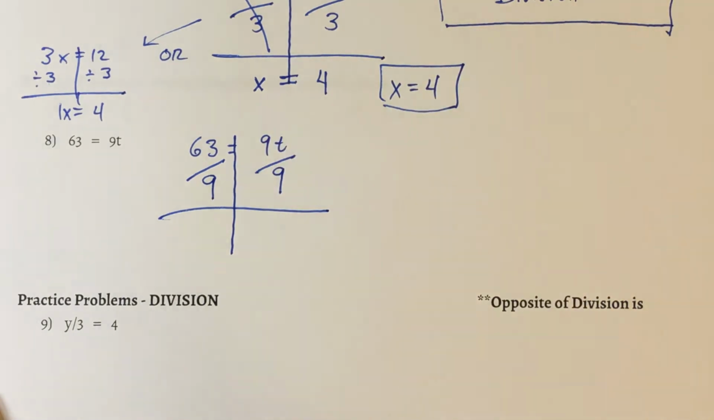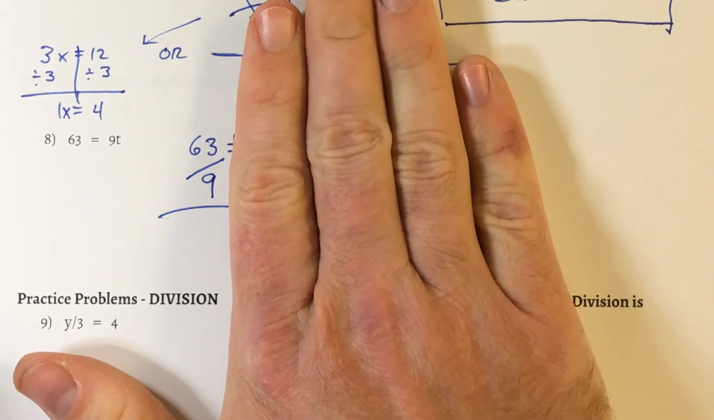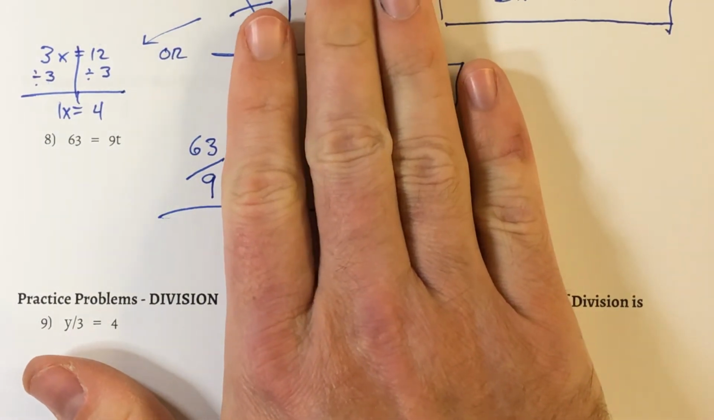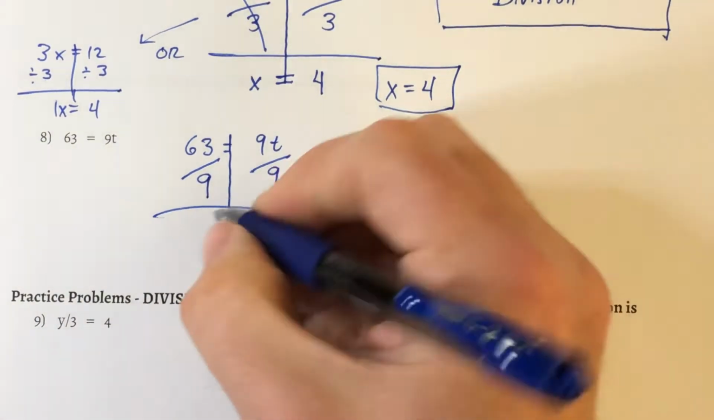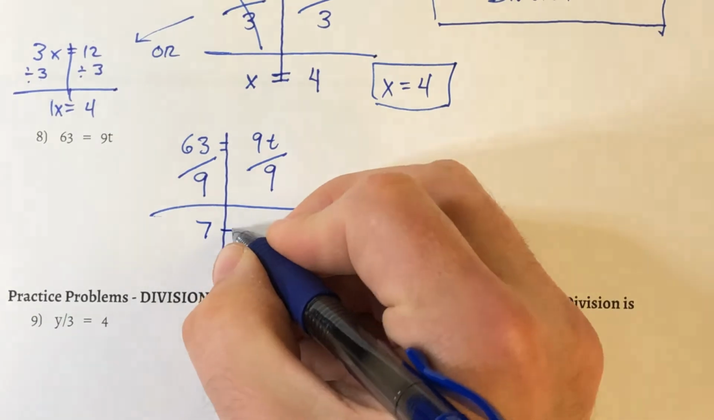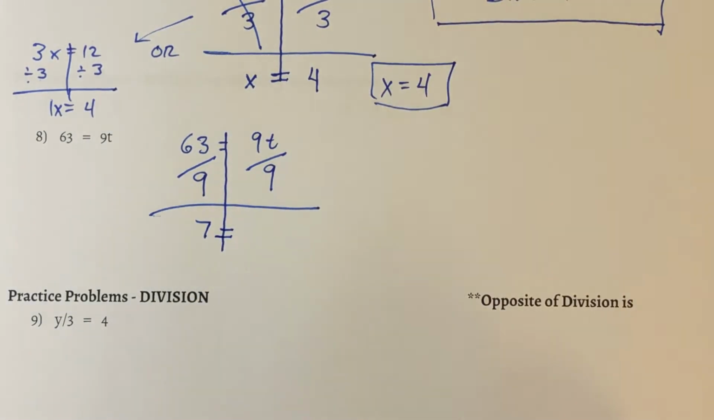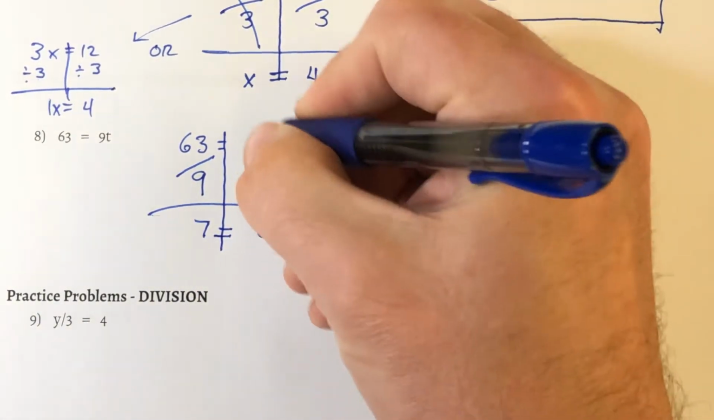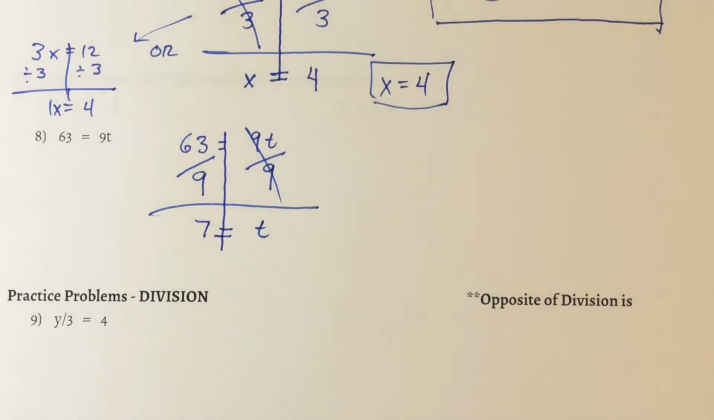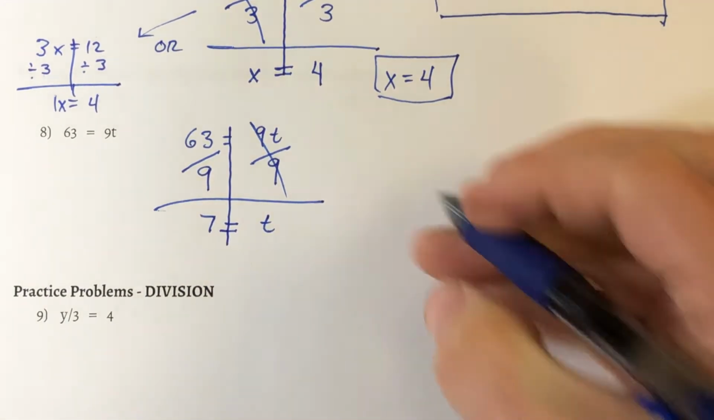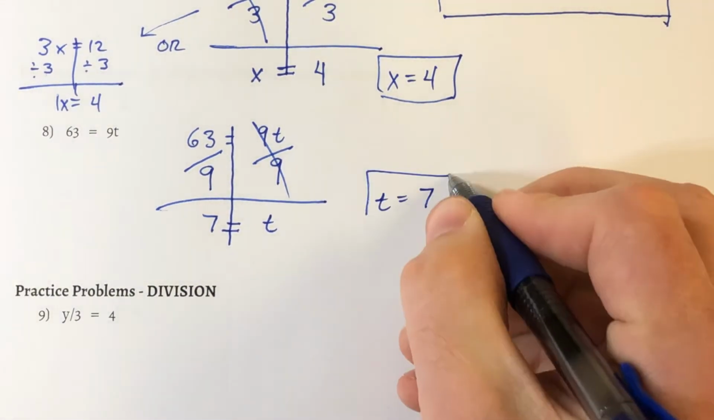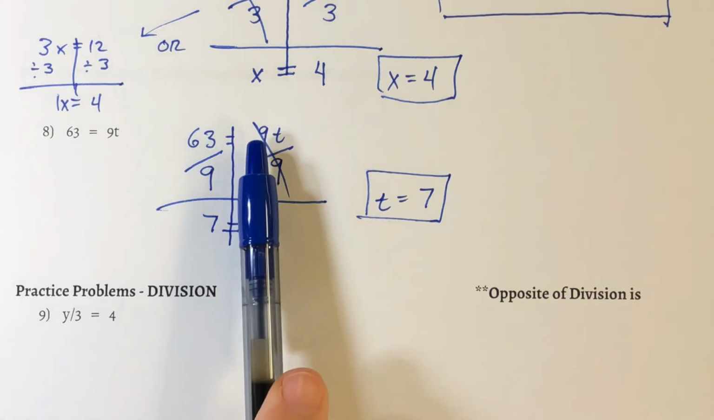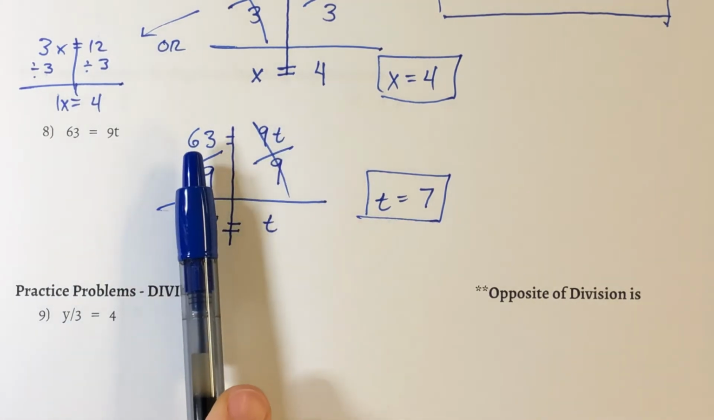All right, so what is 63 divided by 9? That is going to be, oh dear Lord, I forgot. Oh, 7. And what is 9t divided by 9? Simply t, because again, when you do the opposite of what they're doing, it's going to cancel things out. So our solution is t equals 7. And I could check, is 9 times 7 63? Yes.